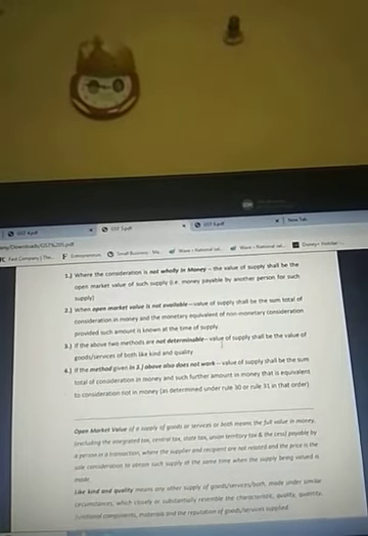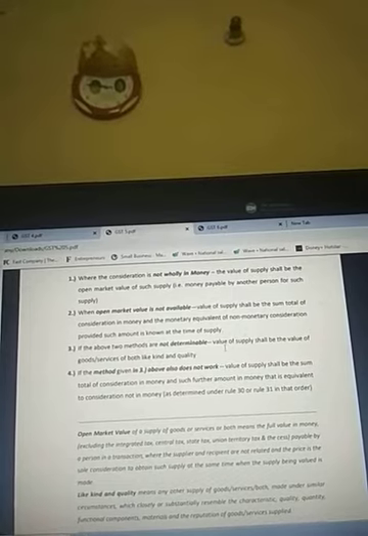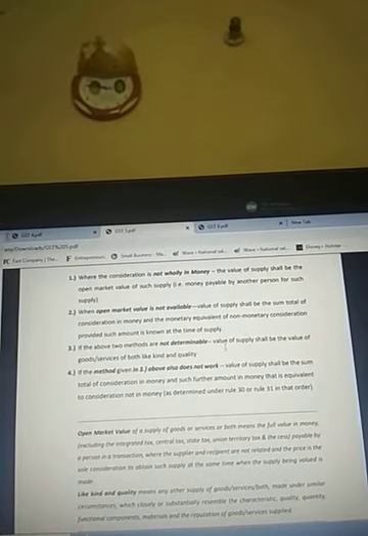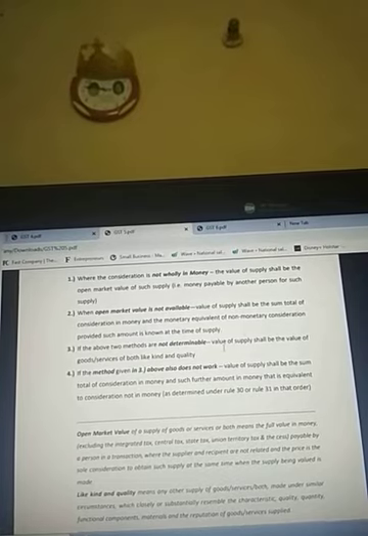These rules are as follows. Rule 27, determination of the value when consideration is not wholly in money. Where the consideration is not wholly in money, the value of supply shall be the open market value of such supply, that is, money payable by another person for such supply.